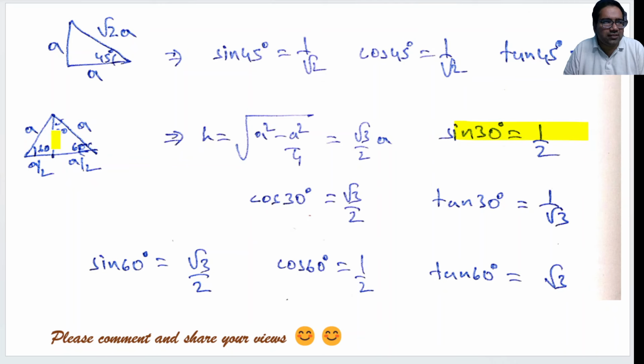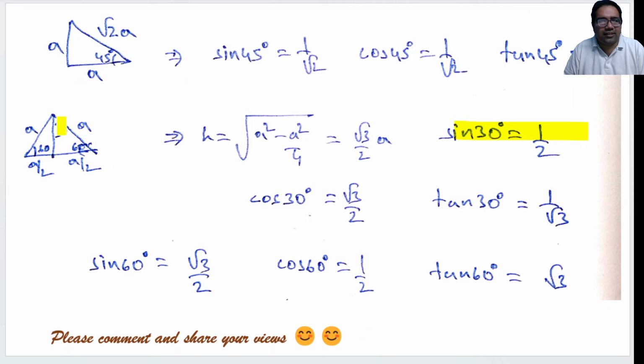Now, what is this height? This height by Pythagoras theorem is root of the hypotenuse square minus one of the legs squared: root of a square minus a by 2 square. That is root of a square minus a square by 4, which becomes root of 4a square minus a square, which is 3a square by 4, which becomes root 3 by 2 a. This altitude is actually root 3 by 2 a.